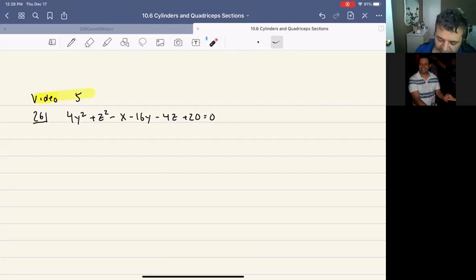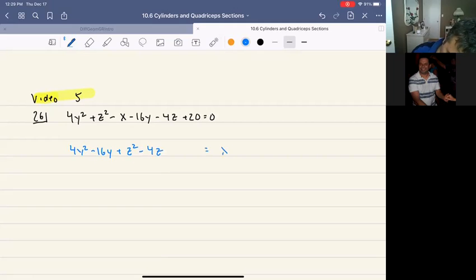Okay, so let me put it into the right form. Again, I'm going to put the y, z, and x terms together. There's not really any x terms, so let's put the x on one side. And we're going to have 4y squared minus 16y plus z squared minus 4z equals x minus 20.